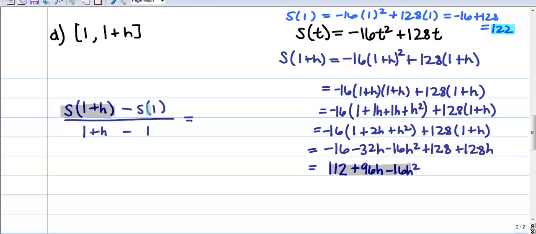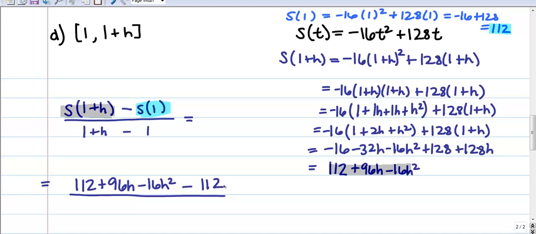So this right here will be 122. So now I have got, and I'm going to write it down here so that I have the room. I've got 112 plus, did I say 122 over here? Oh my gosh. Arithmetic, 112. That's 112. But I've got 112 plus 96h minus 16h squared minus 112. So there's that one, and there's that one.